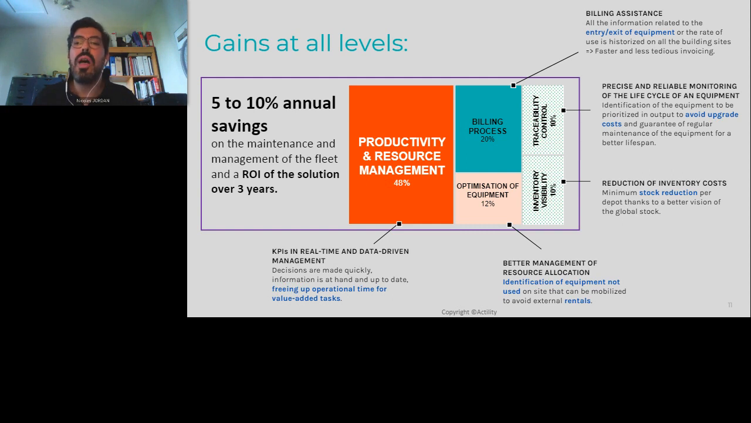The last element is related to billing assistance, because everything that is used on the construction site has to be rebilled, and there is almost a real-time billing follow-up capability when you know when there is an equipment entry and an equipment exit. I'm talking more about large equipment that is almost totally rented or resold, and that also brings strong value. So at the end, when you sum everything, you have on the sites from 5 to 10% annual savings, and it's quite impressive.